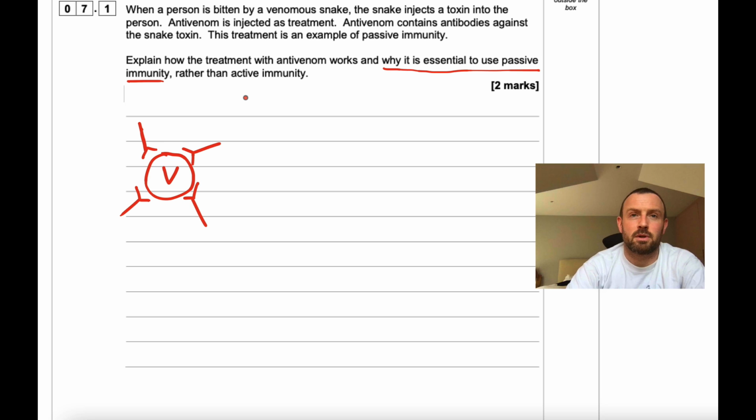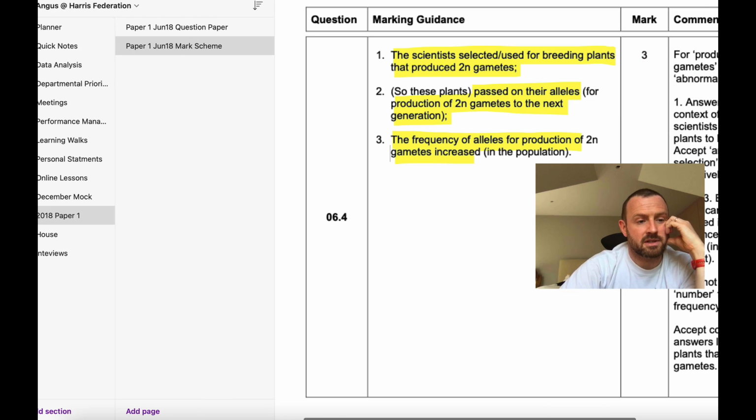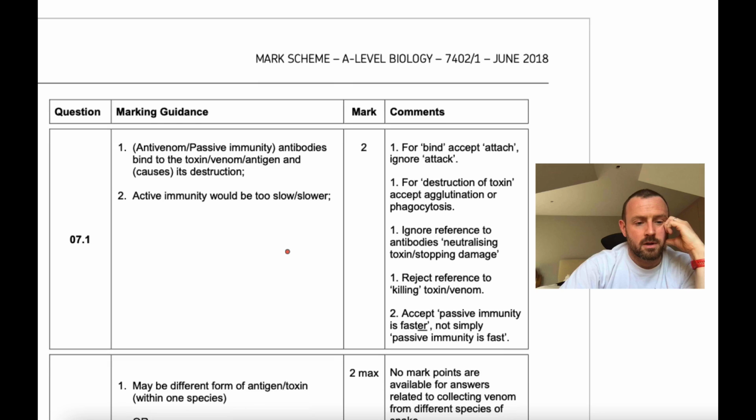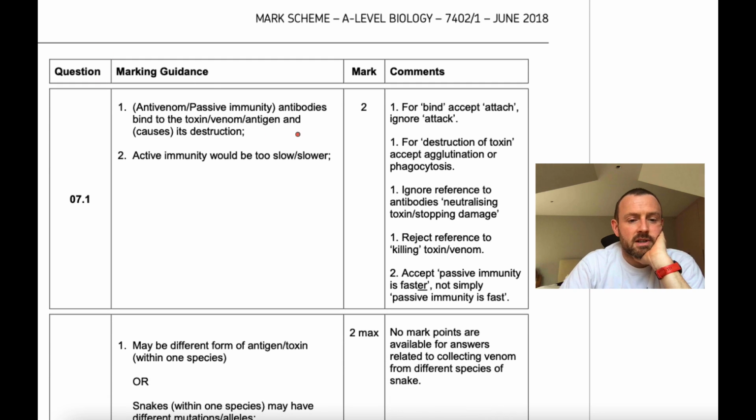If it was active immunity, the processes of clonal selection and clonal expansion and the production of antibodies by B cells or B lymphocytes takes a lot of time, and the person would be dead by then because snake bites are serious things. So yeah, okay, so that's it. Antibodies bind to the toxin and cause its destruction.